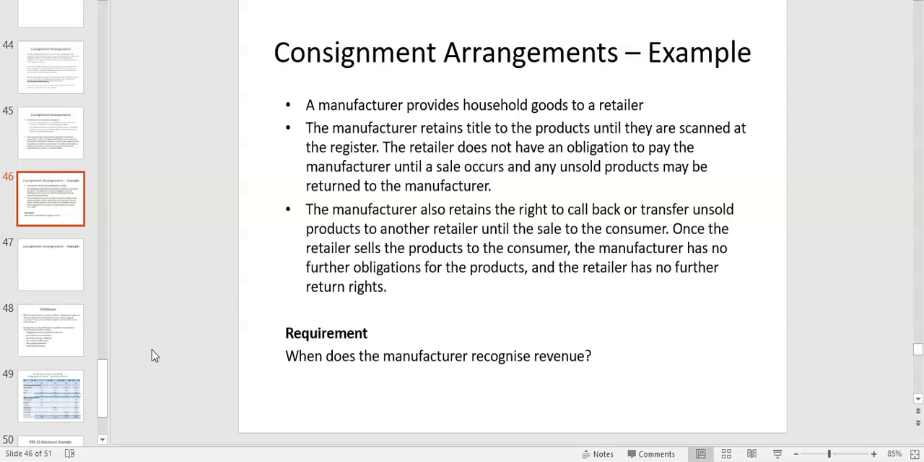These are not untypical consignment arrangements in the real world. It puts the risk on the manufacturer, but it takes the risk away from the retailer, which might incentivize them to hold more of that stock because they know they don't run the risk of not being able to sell it or it getting stolen, etc. So that's a good example of two practical things: warranties, and the distinction between a service warranty and an assurance warranty, but also consignment arrangements.